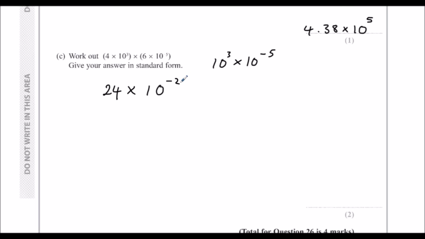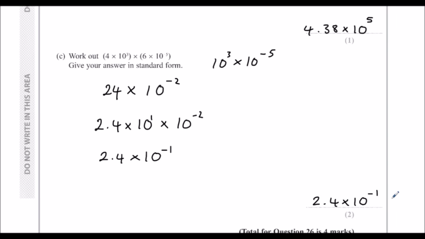But the question says give your answer in standard form, and this is not in standard form. We need a number between 1 and 10. So I can't have 24, I need 2.4. So I can change 24 into 2.4 times 10, and then that's times 10 to the power of negative 2. So 10 to the power of 1. And then we can multiply the indices again. So we've got 1 plus negative 2. That's the same as 1 take away 2, which is minus 1. So 2.4 times 10 to the power of minus 1.